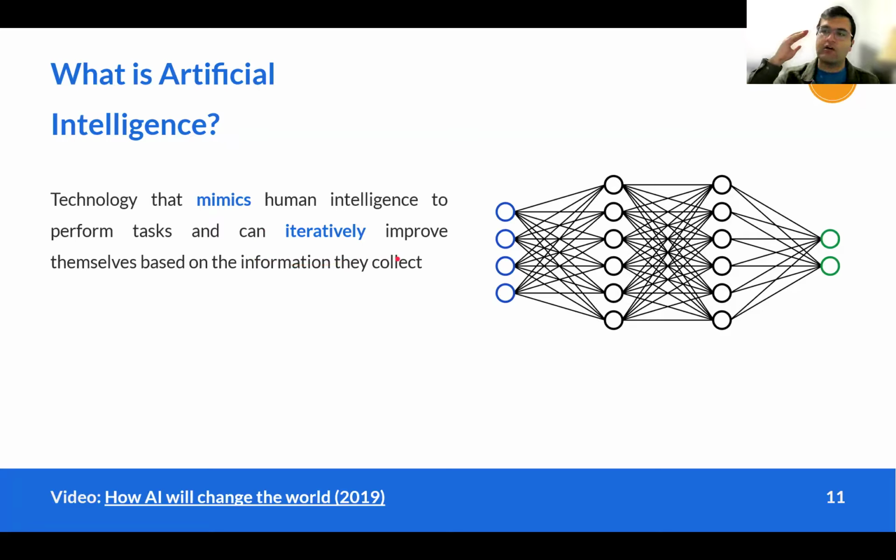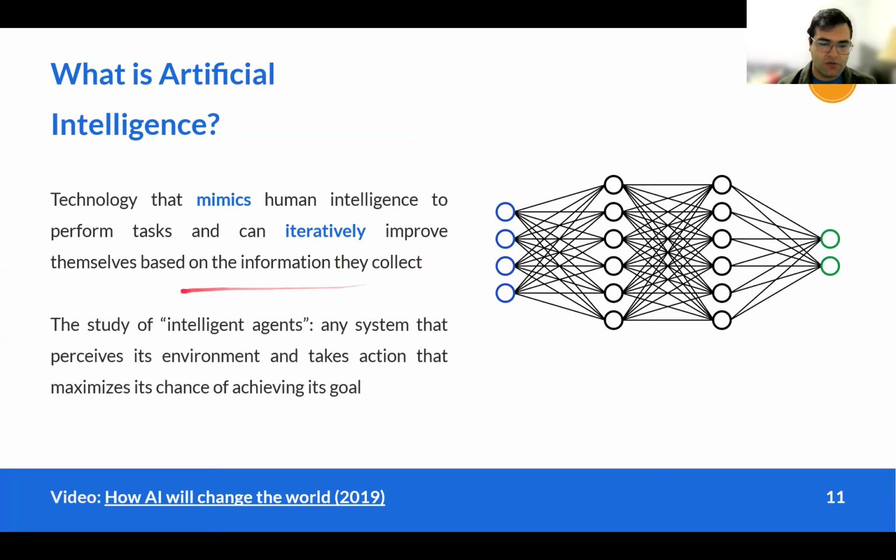So it does something, sees what it did wrong, what it did right, and tries it again and again until it's perfect. So it's also called the study of intelligent agents. Any system that can look at its surroundings and take action in that surrounding, such that it gets closer and closer to achieving its goal. That's artificial intelligence.